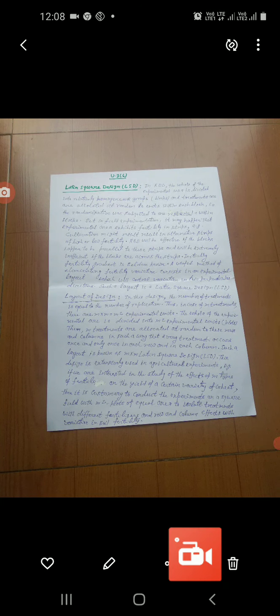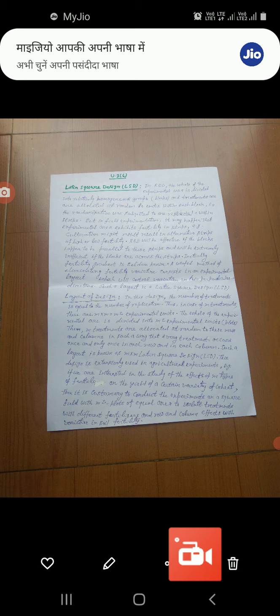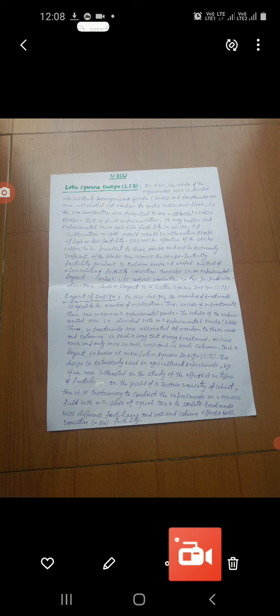In the previous lecture, we discussed randomized block design. Today, we will discuss Latin square design, that is LSD. This is a very important design, somewhat different from the others, and it is used frequently in field experimentation.